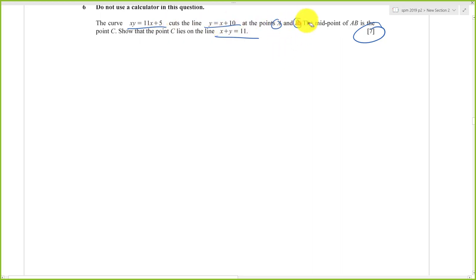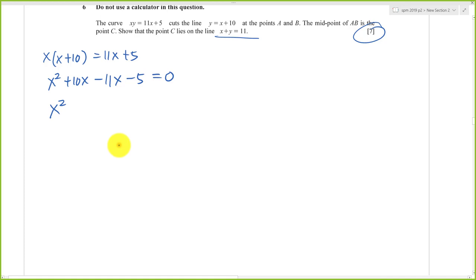You see this information, what you will do is simultaneous equations. This is how you get the two coordinates, the intersection points. You just substitute one equation into another equation, and you will get the intersection points. This one already has y as the subject, so it's just nice. So I just substitute the y here. So y, which is x plus 10, equals 11x plus 5. So I will solve this one. x squared plus 10x minus 11x minus 5 equals 0. x squared, oh my god, it seems like a decimal.